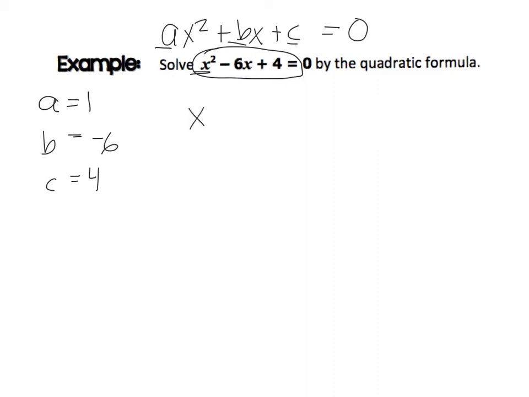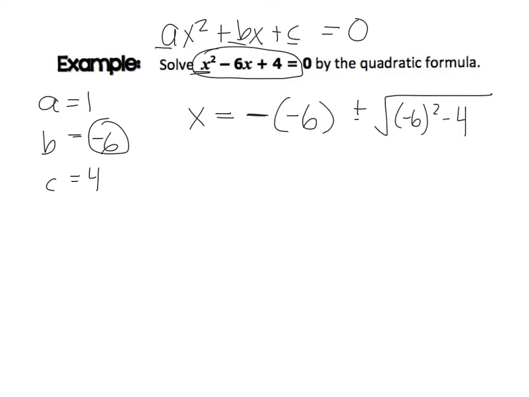So x equals negative b. Check it out. B is a negative number, but the formula tells me to write a negative, so negative, and then plug in your negative 6. That gives you negative b plus or minus the square root of b squared minus 4ac. Again, the negative numbers in parentheses are huge. It's so important that you remember that, because that would give you a totally different number if you didn't put it in parentheses. So be careful.